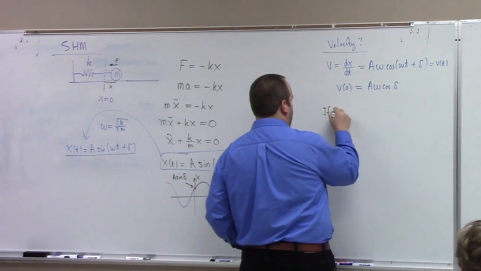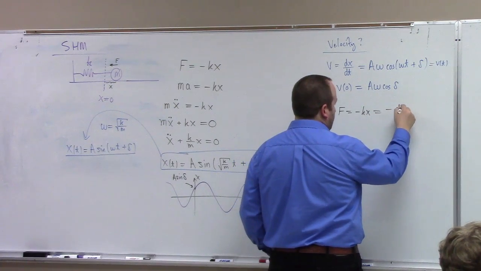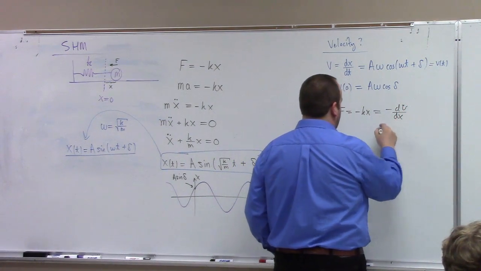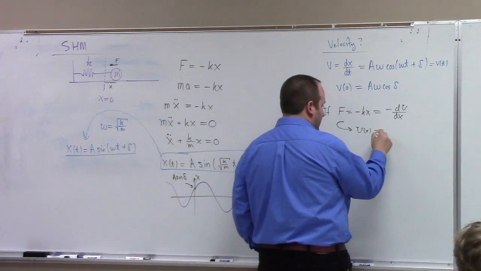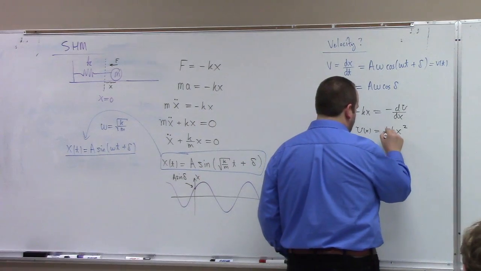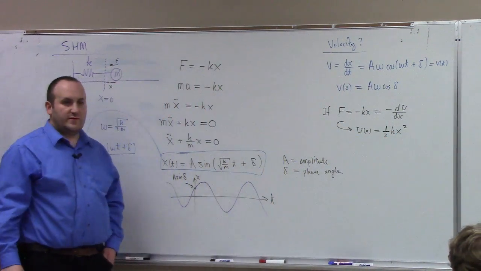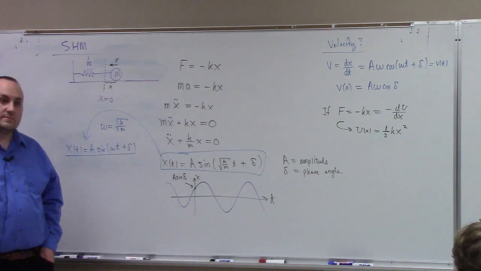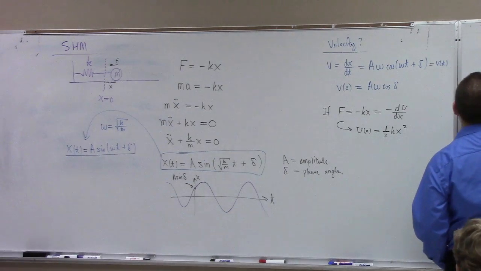If the force is equal to minus kx, and that's also equal to minus du dx, where u is the potential energy, as we've discussed before, that gives me u as a function of x is 1/2 kx squared, right? So what's u as a function of time then? What's the potential energy at time t?